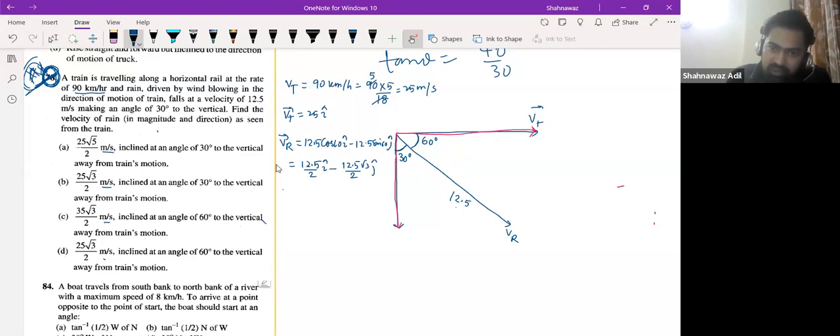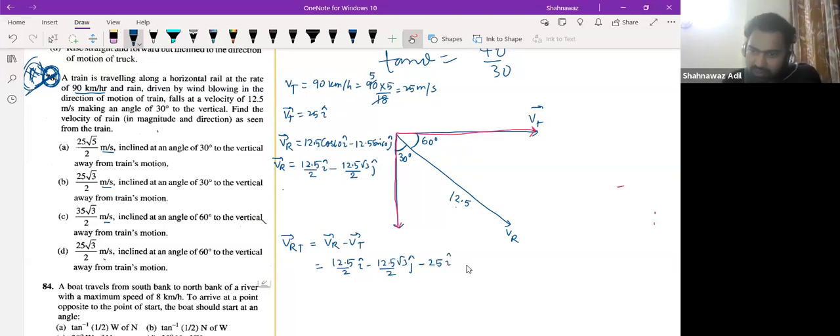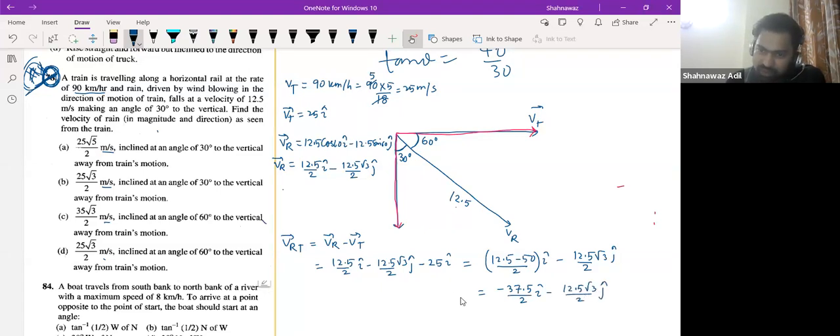So this is VR. Now we want to calculate the velocity of rain with respect to train. This would simply be VR minus VT. So this is 12.5 by 2 i hat minus 12.5 root 3 by 2 j hat, and minus 25 i. So this is 12.5 minus 50 by 2 i hat, and minus 12.5 root 3 by 2 j hat. So this is minus 37.5 by 2 i hat minus 12.5 root 3 by 2 j hat. This is the relative velocity.